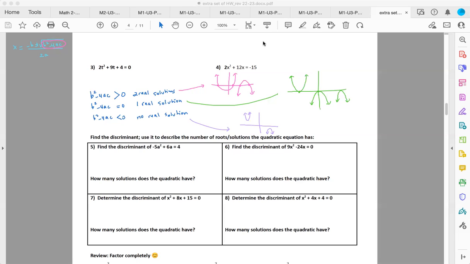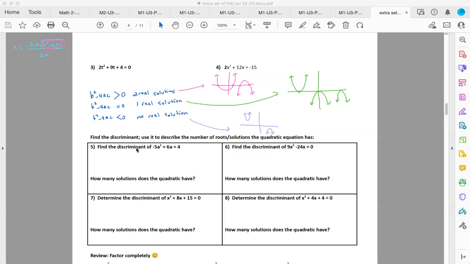Understand the meaning of this. Not just 2, 1, or no real. Understand what they actually mean on the graph. Okay, 2 real solutions, 2 points of intersection, 2 values for x when you solve. 1 real solution, 1 point of intersection, 1 value for x. No real solutions, no points of intersection with the x-axis, no values for x, okay? So for number 5, real quick, it says find the discriminant.